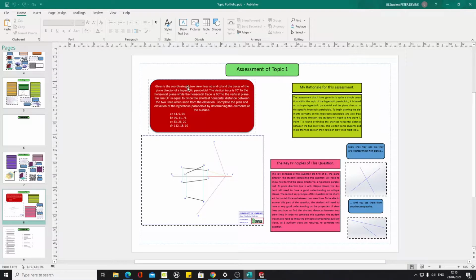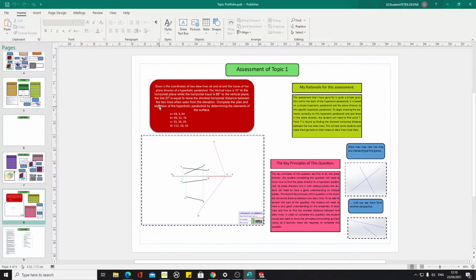So given is the coordinates of two skew lines AB and CD and the traces of the plane director of the hyperbolic paraboloid. The vertical trace is 70 degrees to the horizontal plane, while the horizontal trace is 65 degrees to the vertical plane. So that's just saying we have their skew lines AB, CD, plan elevation, and our traces.